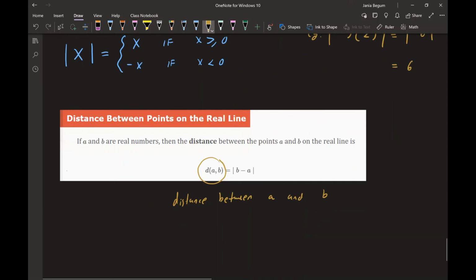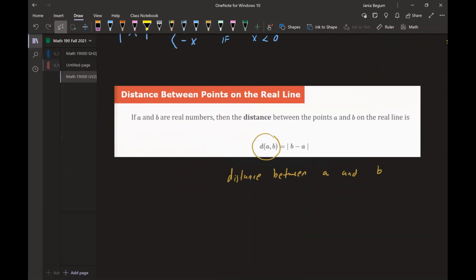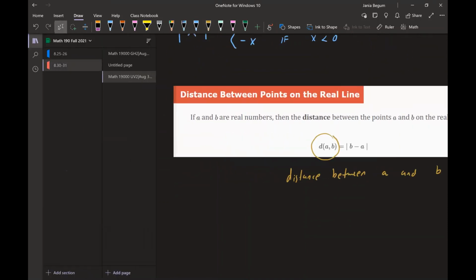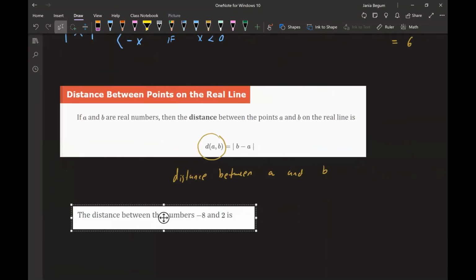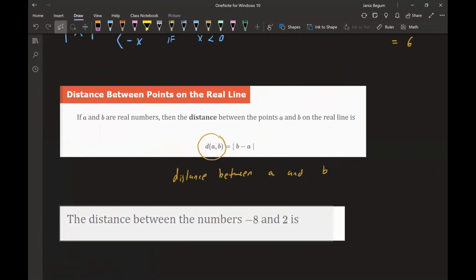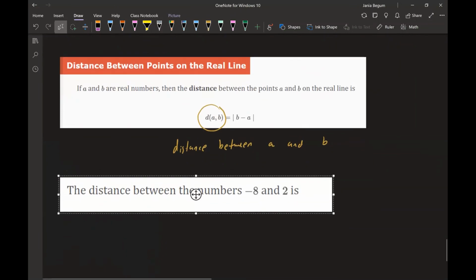Let me give you an example. Now, sometimes you just want to remember that concept, but if you do want to draw it, that's fine. With smaller numbers, we can draw it by hand, but with bigger numbers, you just want to use the formula. So if I want to find how far the numbers 8 and 2 are, well, I would have to kind of use this formula, right? Or you can draw the numbers 8, -8, and 2 and just count how far they are.